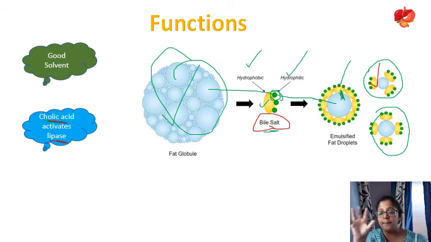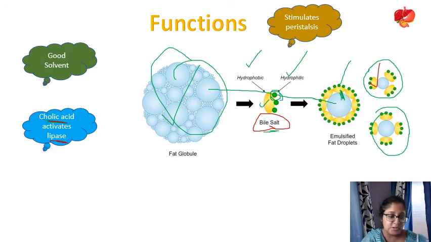Next is good solvent. A big fat clump will not mix in a solvent, whereas this broken, emulsified fat is a good solvent and will mix very properly. Stimulates peristalsis: when the emulsified fat is formed and the lipase is acting, the peristaltic movement is very fast, and that is done by the bile. Stimulating the peristaltic movement is done after emulsification with the bile.